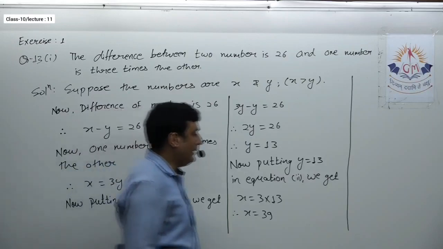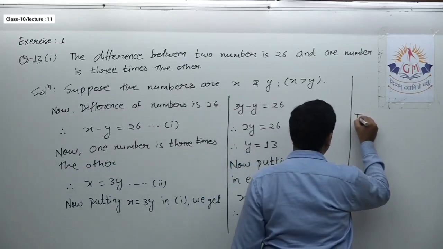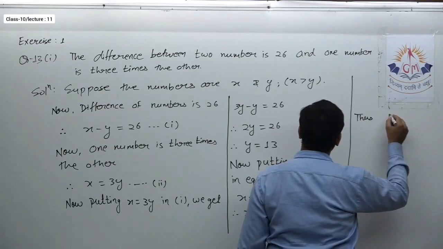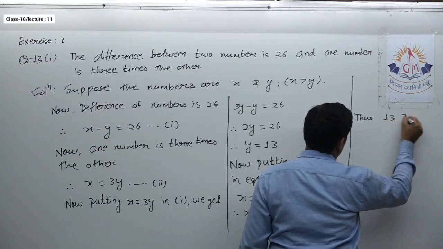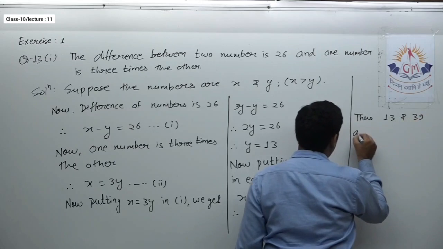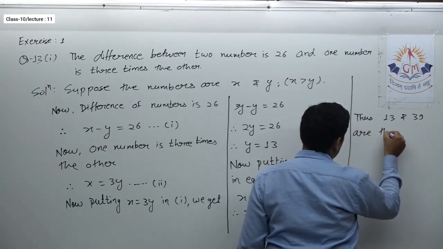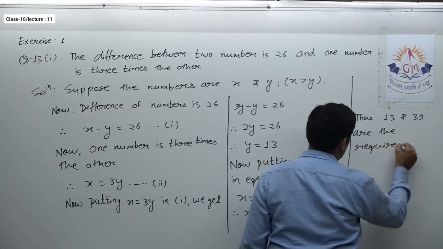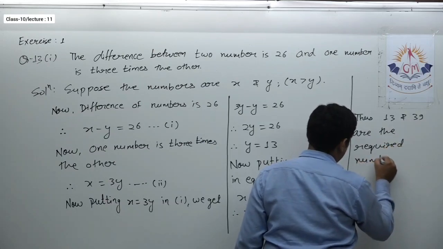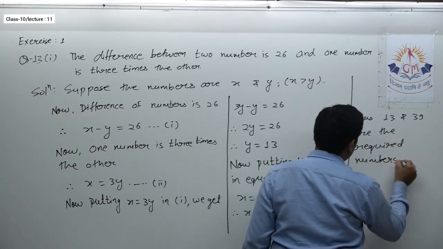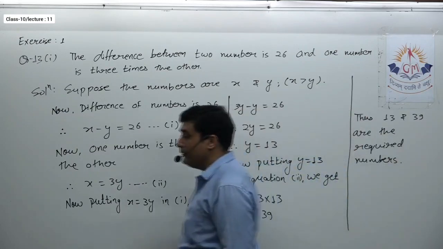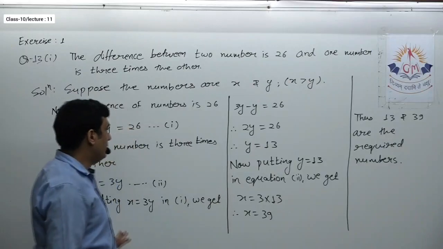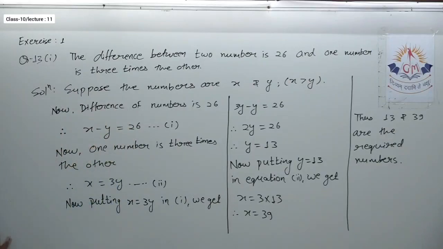Now finally I write the concluding result statement. Thus 13 and 39 are the required numbers, or we can write, thus the numbers are 13 and 39. So I hope this is clear to you. So please note it down, then we'll see the next question.